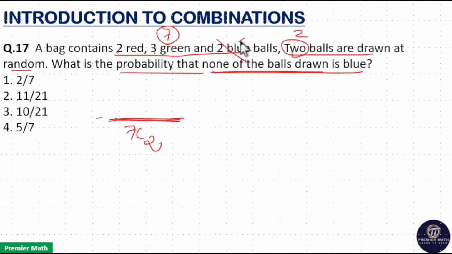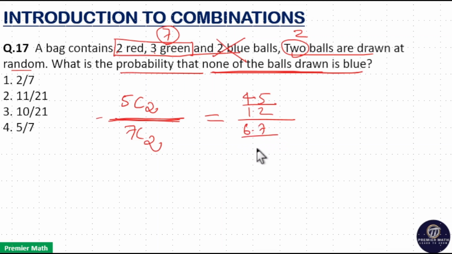So we can ignore these 2 blue balls. Remaining is 2 plus 3, 5 balls. So out of these 5, we should draw 2 balls. So 5C2 is the favorable outcome, which is equal to 5 factorial divided by 3 factorial, 2 factorial. 3 factorial cancels. Remaining is 4 into 5 divided by 2 factorial. Here 5 cancels, remaining 6 into 7 divided by 2 factorial. 2 factorial cancels. And here 20 by 42, which is equal to 10 by 21. Option 3 is your answer.